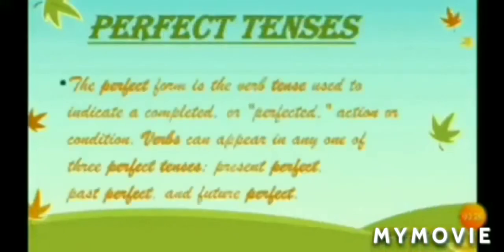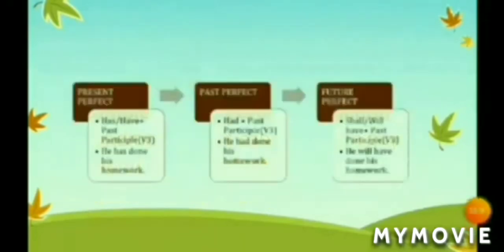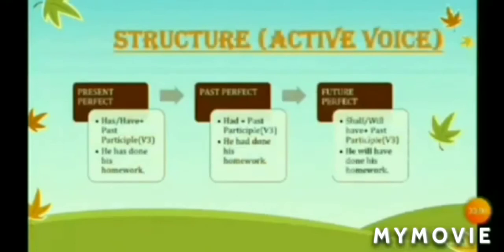Perfect tenses. The perfect form is the verb tense used to indicate a completed or perfected action or condition. Verbs can appear in any one of three perfect tenses: present perfect, past perfect, and future perfect. Let's get started. Structure of the active voice. We have already read that in the active voice, it is the subject who does something to the object. So, other than the subject and object, the other changes are as follows.